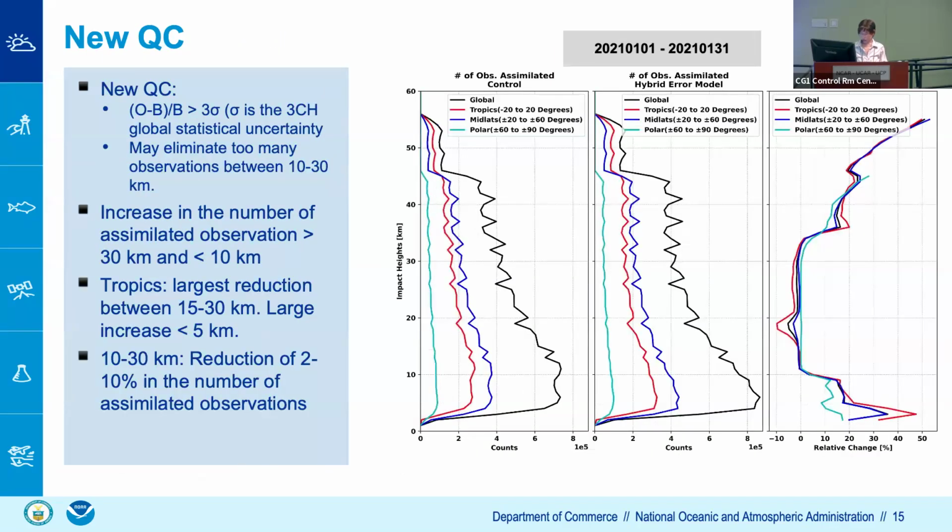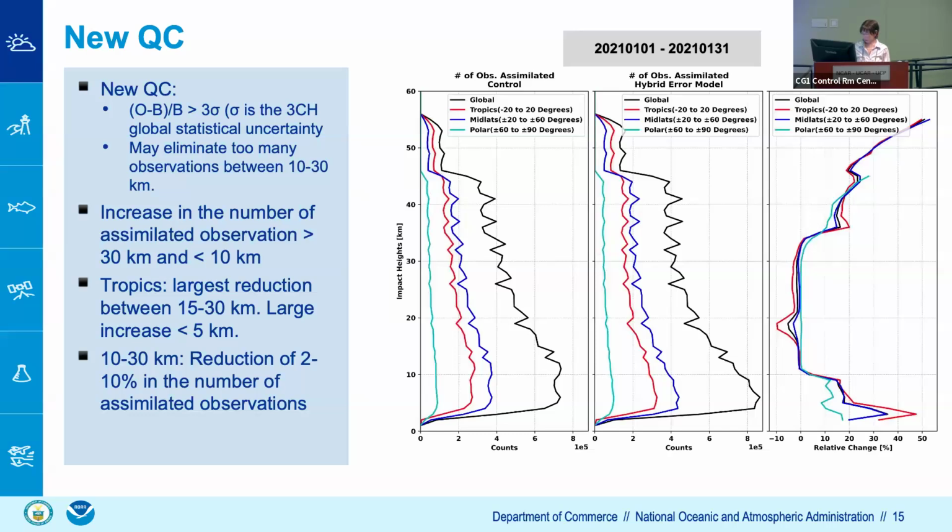Right. And we're also exploring the usage of a new QC. The previous statistic QC filters a large amount of data. So this new QC uses a different criteria. We use O-B over B and the threshold value as 3 times sigma.